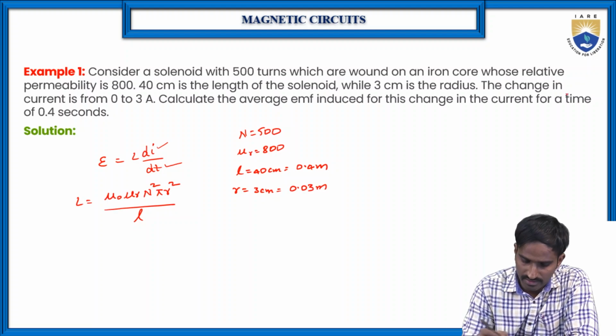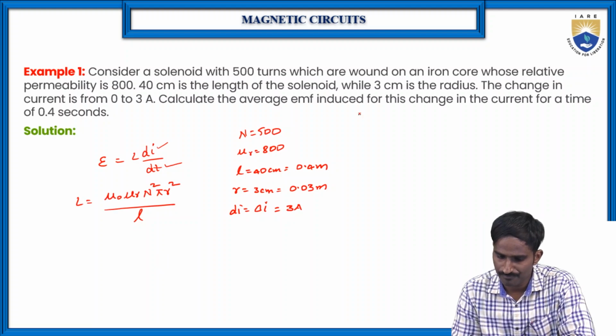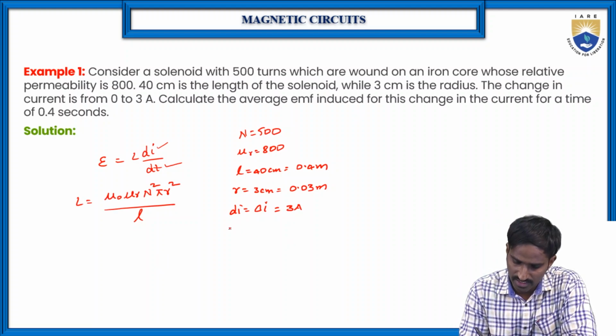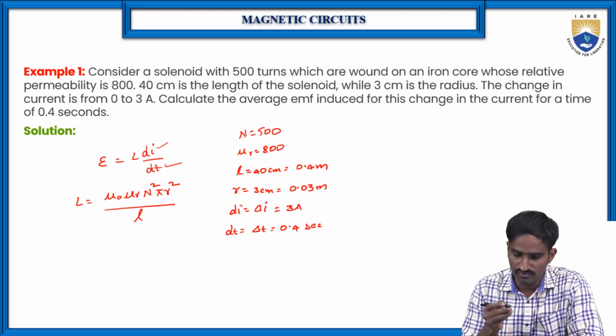And the change in the current, which means here di, or sometimes we can write it as delta I, is equal to 3 amperes. And then the change in time, sometimes we write it as dt or delta t, which is equal to 0.4 seconds, right? Then substitute all these values here, then we will get the L value.